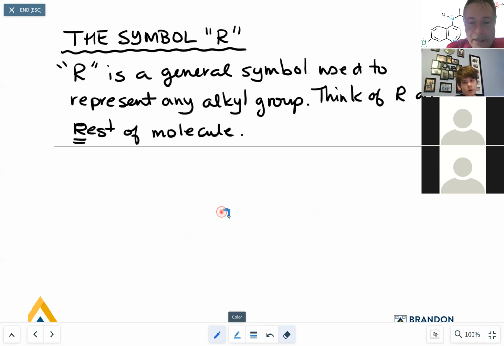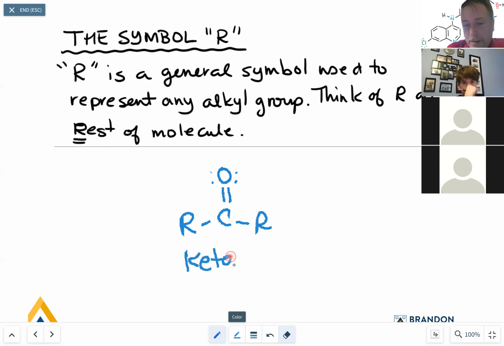Right, exactly. So if you've got this, you could do it like this, but it's this group here that is the part which is important. This could be any alkyl group and this could be any alkyl group. This functional group would be the ketone because R represents carbon. So we've got carbon on one side, carbon on the other side, so this would be a ketone.